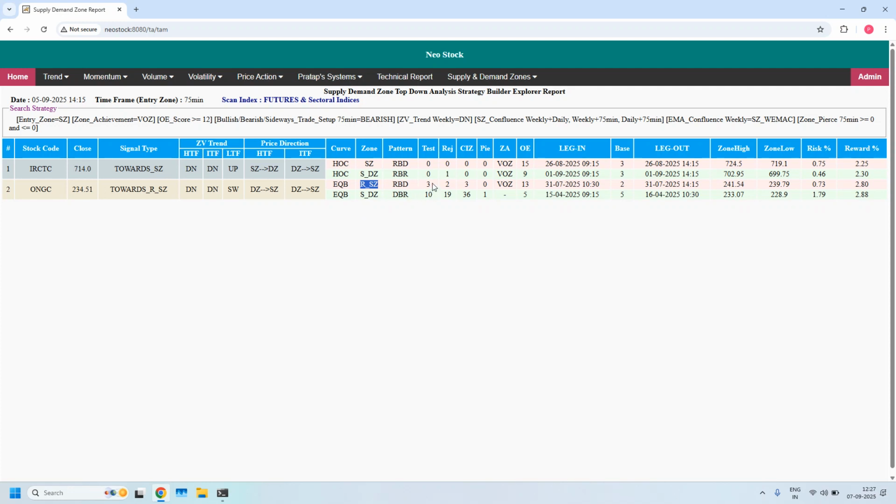See, ONGC already gave 3 tests. It has been reported for a long period. ONGC, we've been monitoring. It already gave 3 tests. And if less than 20 checklist items are satisfied, you can plan one more trade. Otherwise, you have to ignore the stock.